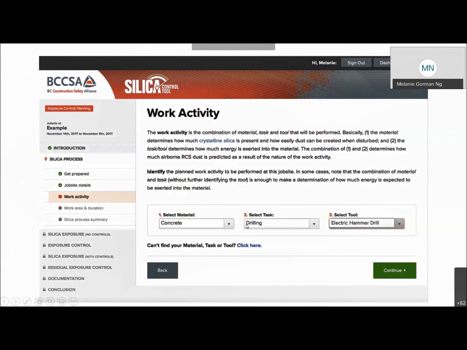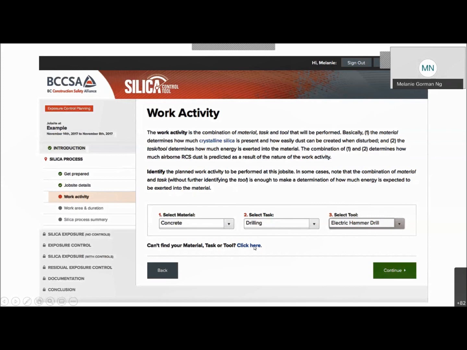This is the one where you select the work activity that you're doing. So you would select the material, in this case concrete, the task, drilling, and the tool that you're using, for example, an electric hammer drill. And we have links in the tool. If somebody is using this and it doesn't have the activity that they're doing, they can click on this link: can't find your material, task, or tool, click here.